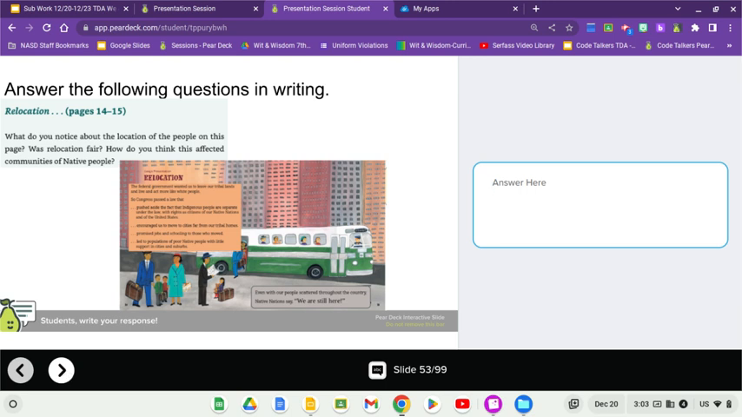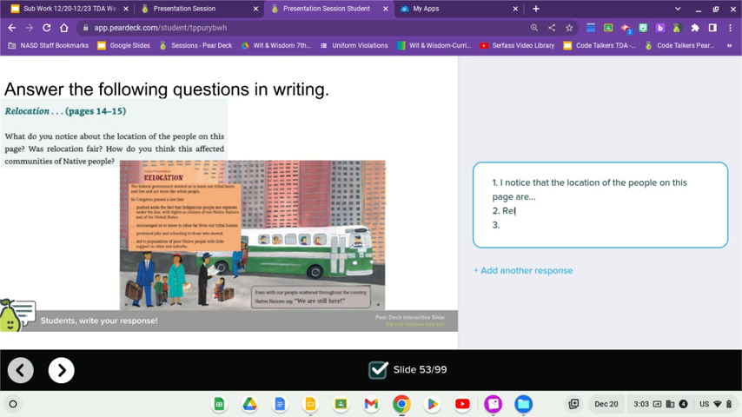Thinking about this last slide, we're going to answer a little something. We've got 1, 2, and 3 different questions, so you can put number 1, number 2, and number 3. Let's turn these questions into sentence starters. What do you notice about the location of the people on this page? I notice that the location of the people on this page are... You can use a different sentence starter if you'd like.